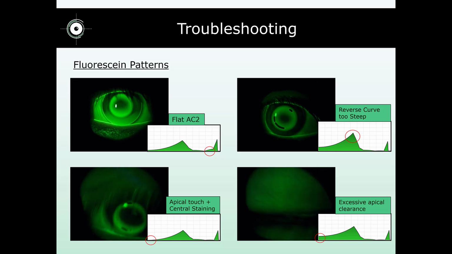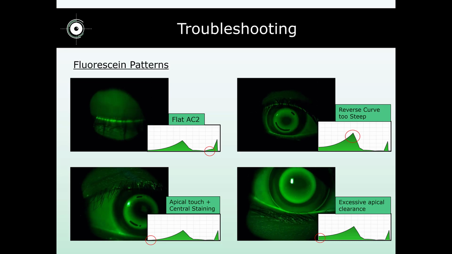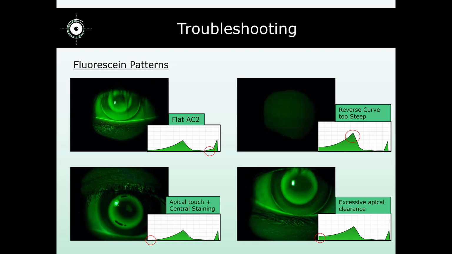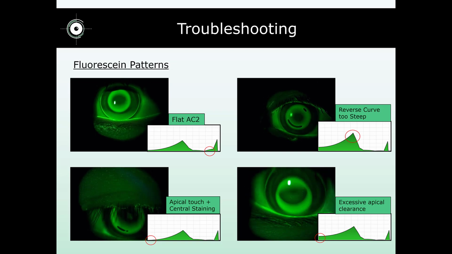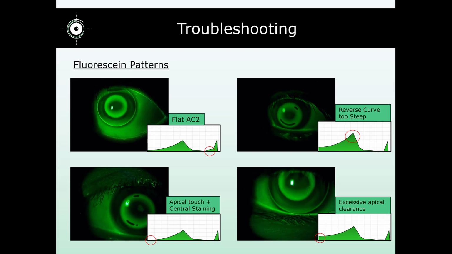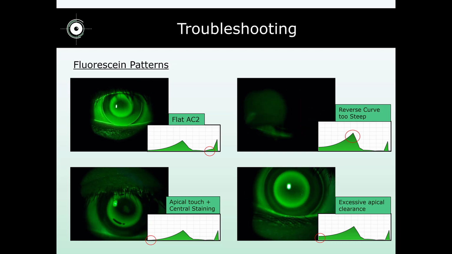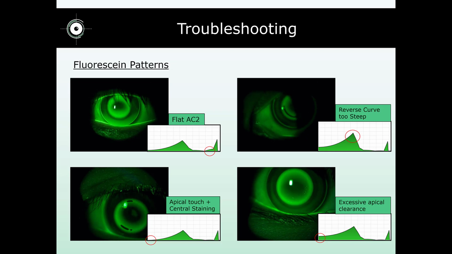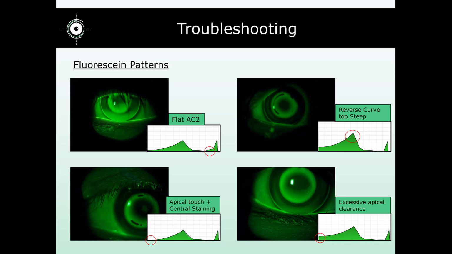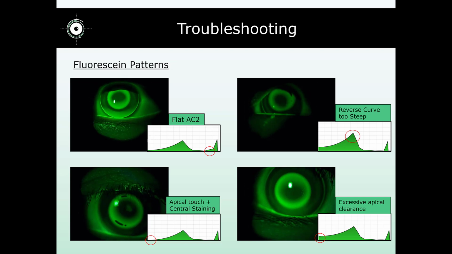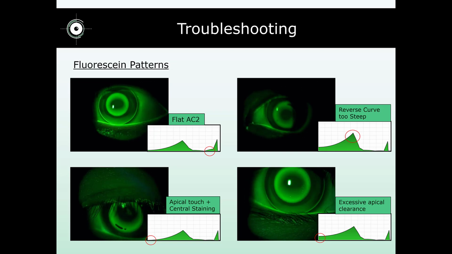Shown are some possible fluorescein patterns post-treatment. Flat AC2. Excessive fluorescein can be seen in the peripheral alignment zone region. The contact lens will be flat and may decenter superiorly. Simply adjust by targeting the AC2 in the Orthotool software and steepen the curve, or make the value smaller.